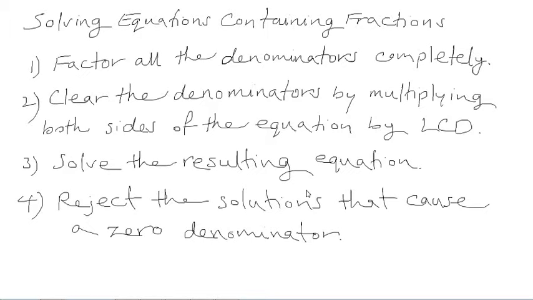Your equation at this point may be a linear or a quadratic equation that you can solve using the techniques that we have learned so far. And number 4, reject the solutions that cause a zero denominator. When an equation contains fractions and you solve with this procedure, at the end you may find some extraneous solutions. They cause a zero in the denominator, so they are not genuine solutions, and you have to reject them.